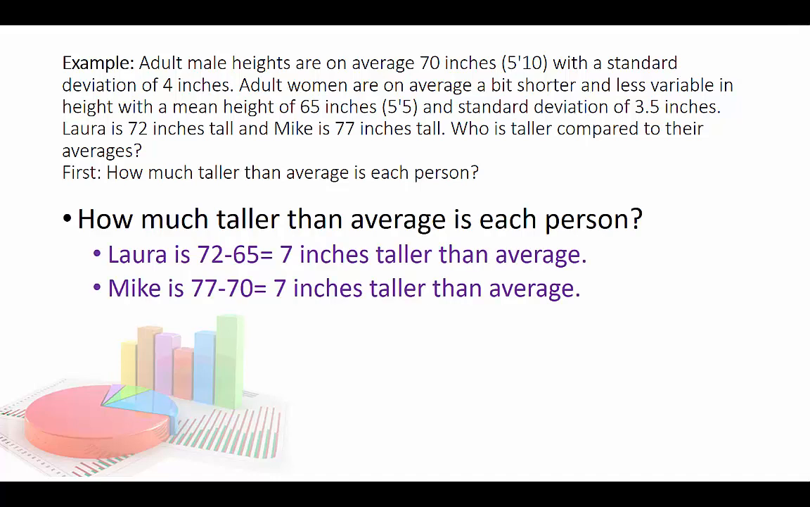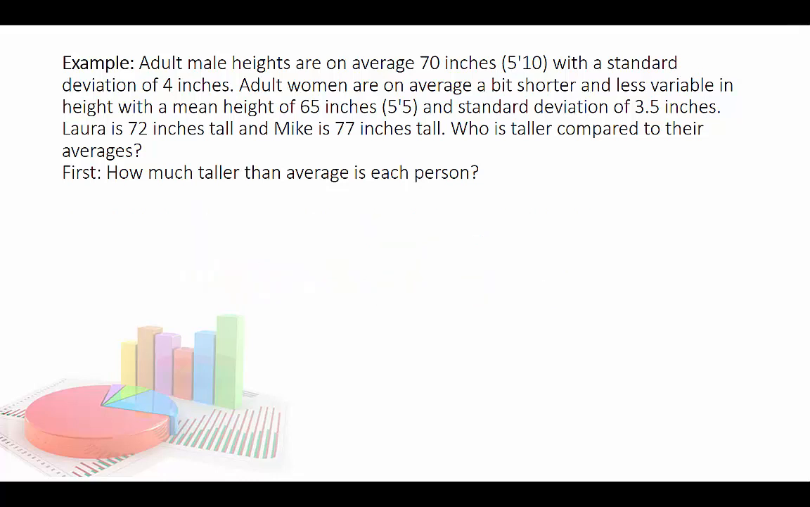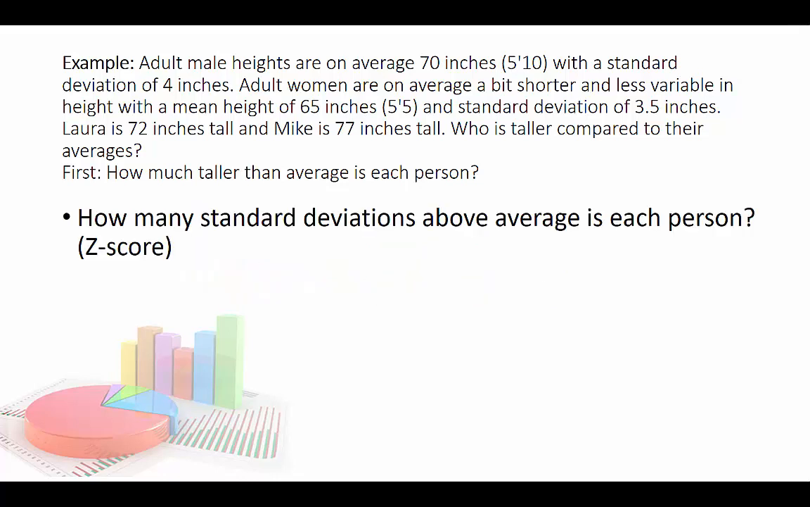So first of all, let's just figure out how much taller than average each person is. If we go straight measurement, they're both the same. They're both 7 inches taller than average. Does that mean they're equally tall in their groups? Well, let's take a look at how many standard deviations above average each person is.